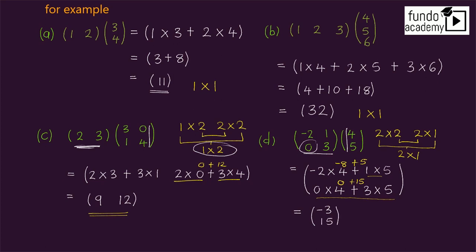And our solution in this case will come out as negative 3, 15, which is a 2 by 1 matrix that we were expecting. That's a 2 by 1 matrix. That's the result.